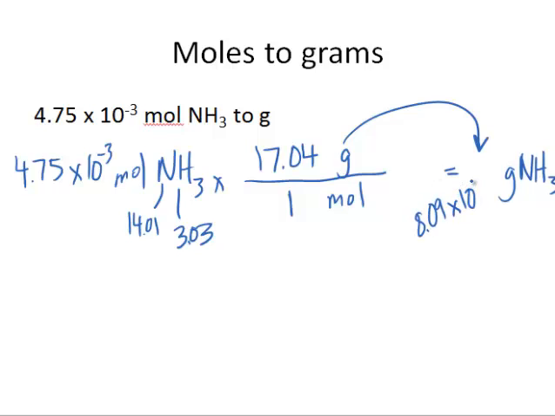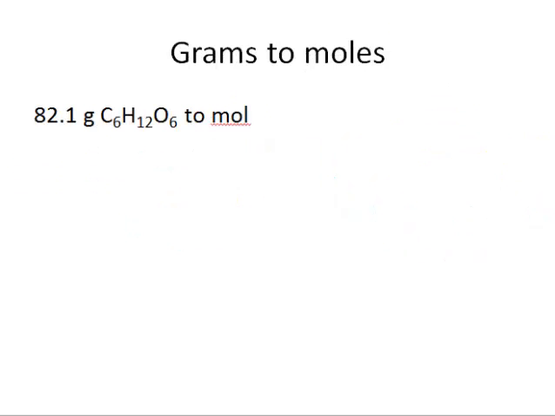8.09 times 10 to the negative 2 grams of NH3. Okay, so you try this problem. 82.1 grams of C6H12O6, this is glucose, to moles. So pause the video and try to do it. Take 5 minutes. No more than that.